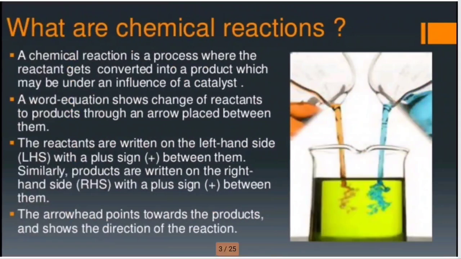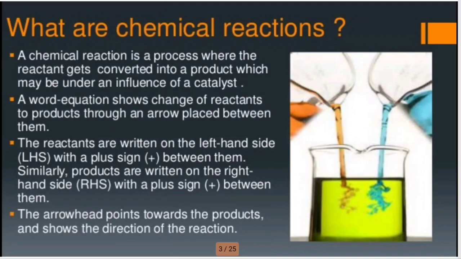Chemical reactions are processes where one or more substances convert into new substances. The original substances are called reactants and the newly formed substances are called products. For example, iron plus oxygen gives rust, okay? Food digestion, respiration, or milk turning sour. All these are chemical reactions because new substances are formed.